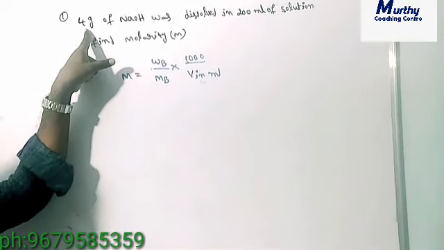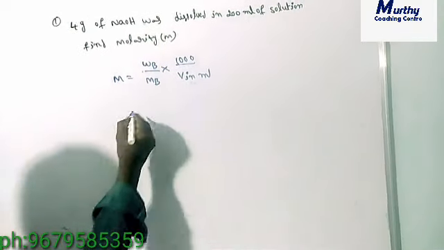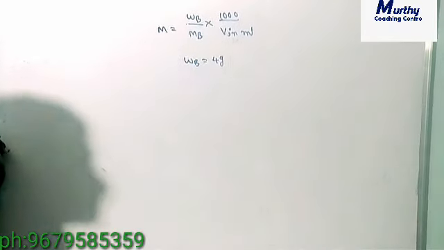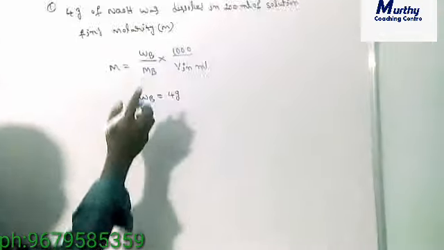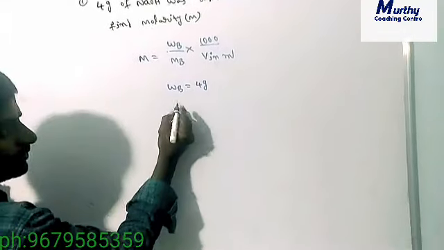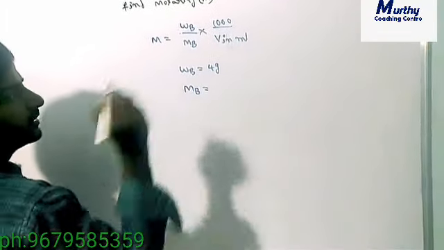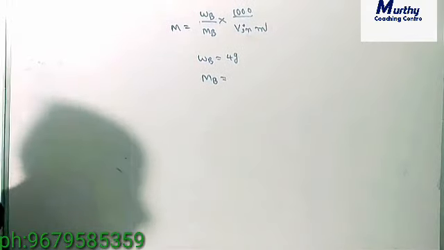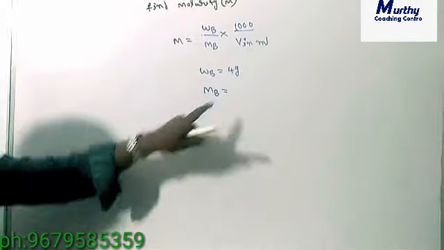What is the mass of NaOH? 4 grams. So that's why Wb is equal to 4 grams. Now we have to find the Mb. So capital Mb of NaOH, that's Mb, is the molar mass of the solute. That's why Mb is the NaOH molar mass.